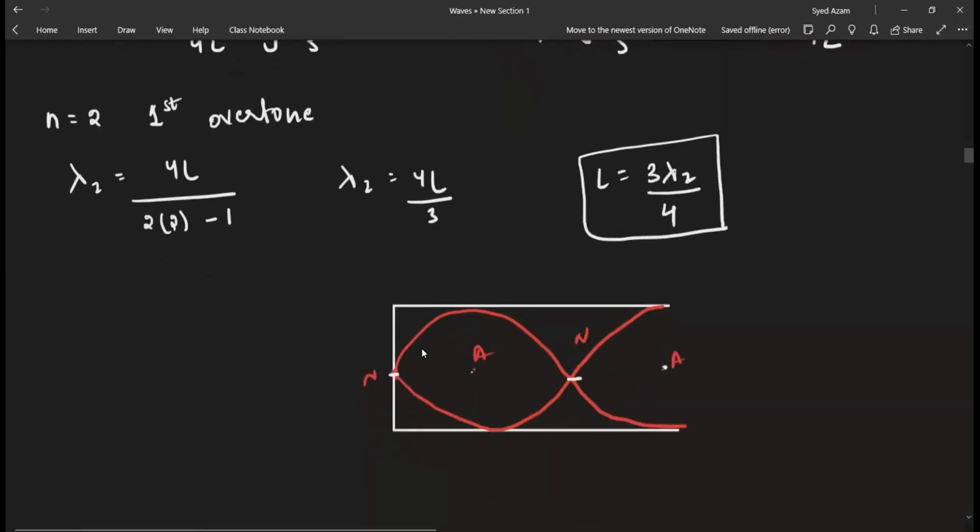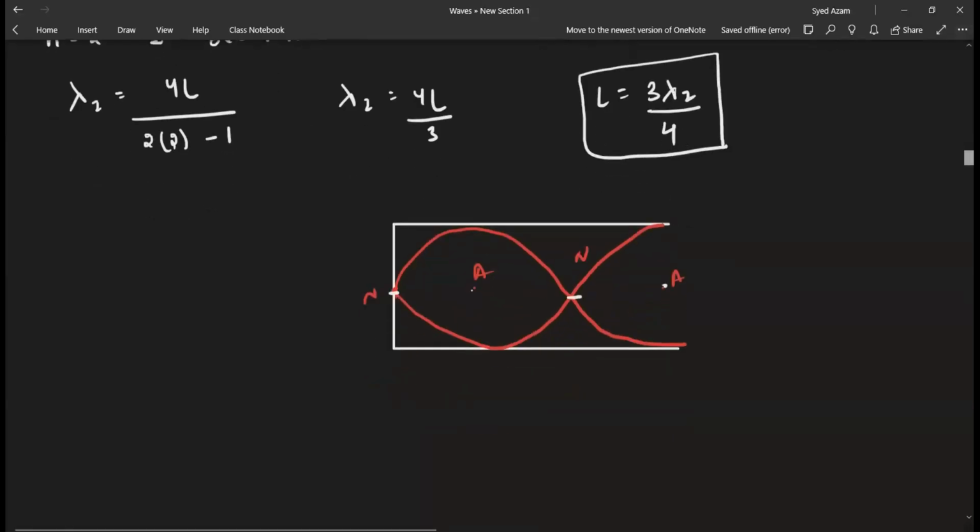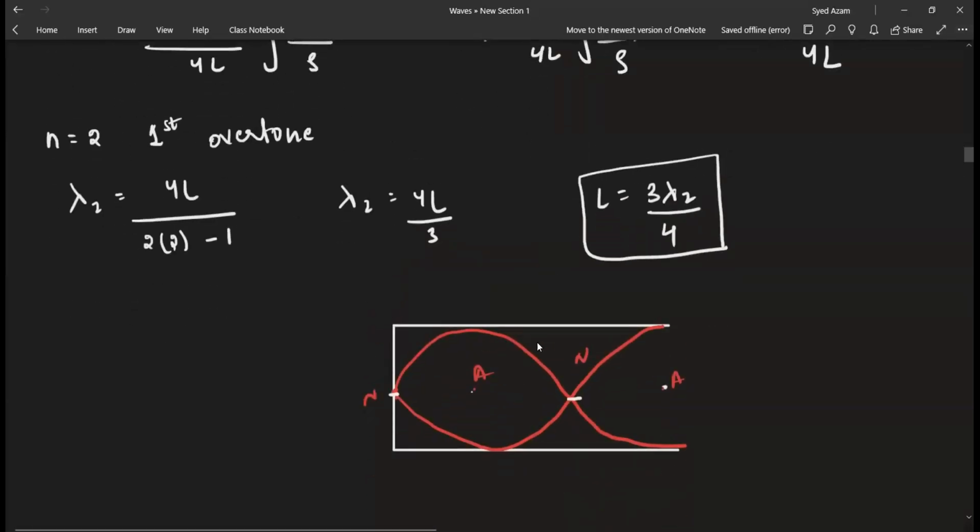Now for the second one. One wave, second wave. Here this is one, this is second. If you put in the value, lambda becomes 4L by 3, and L becomes 3 lambda by 4. You can continue this and get all the values. But see here, the number of nodes and antinodes are both the same. Nodes is equal to antinodes, which is equal to n. This is what you need to remember. Again, first overtone means second harmonic wave.